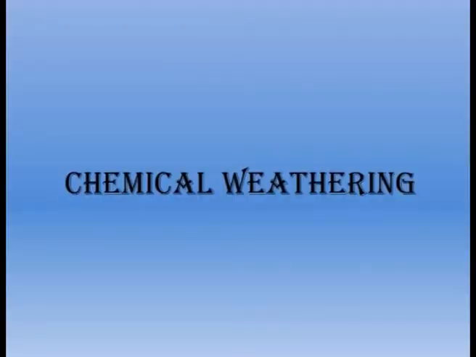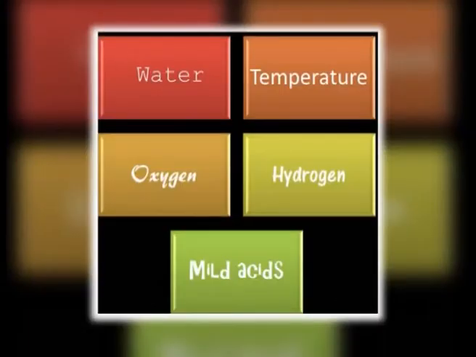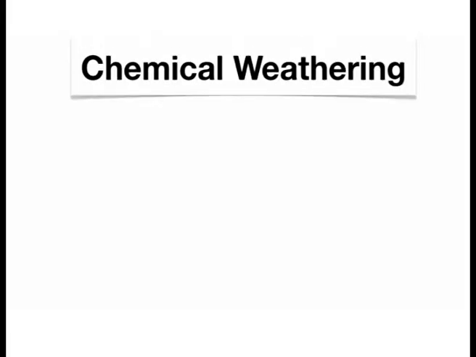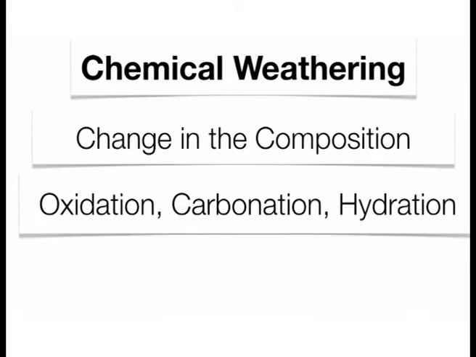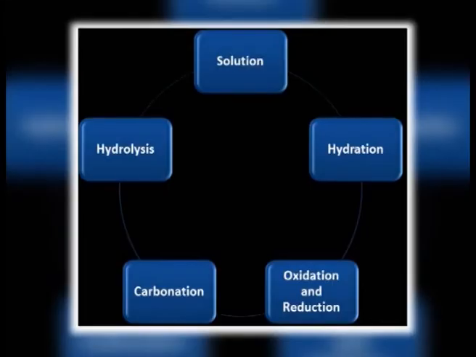Chemical weathering. Chemical weathering refers to the decay of rock forming minerals by water, temperature, oxygen, hydrogen, and mild acid. Weathering involves a huge number of chemical reactions acting together upon different types of rock under the full array of climatic conditions. Six main chemical reactions cause rock decomposition: solution, hydration, oxidation and reduction, carbonation and hydrolysis.